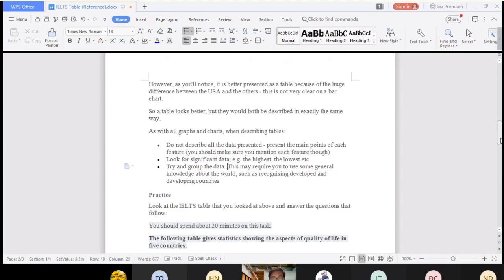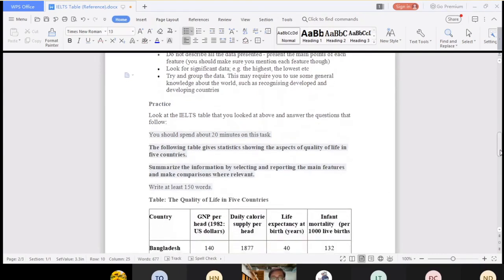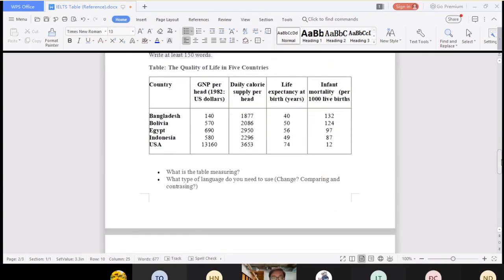Okay, so next one. We look at this IELTS table that you looked at above and answer the questions that follow. The following table gives statistics showing the aspects of quality of life in 5 countries. Summarize the information by selecting and reporting the main features and make comparisons where relevant. Write at least 150 words.